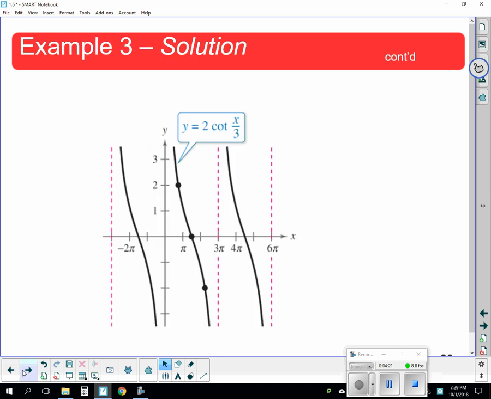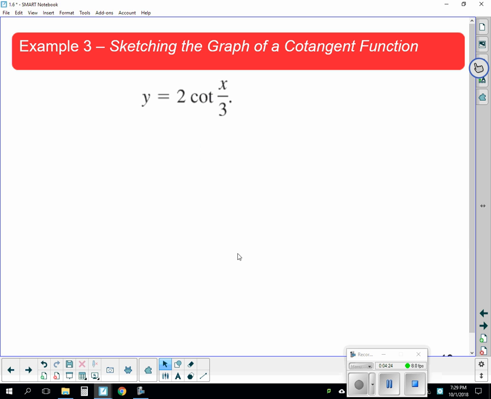Let's try one. Oh, I just showed the answer. Here we go. 2 times cotangent of x over 3. Now, remember, the first thing we want to do is find two vertical asymptotes. To do that, we're going to solve the equation bx minus c equals 0 because it's cotangent, and we're going to solve bx minus c equals pi.